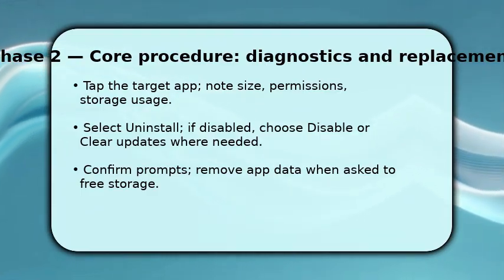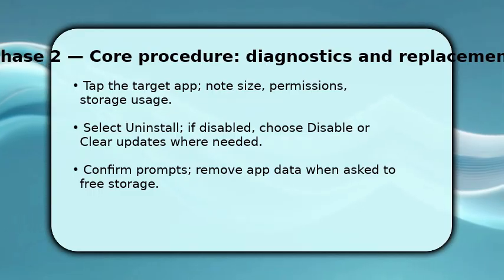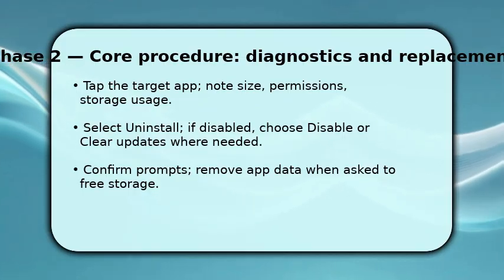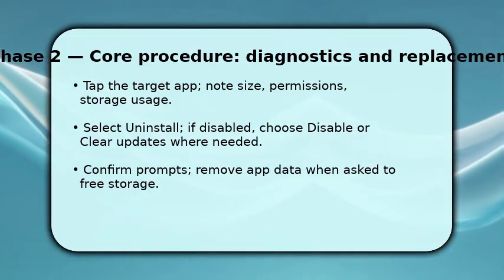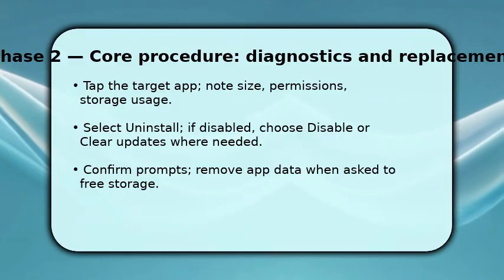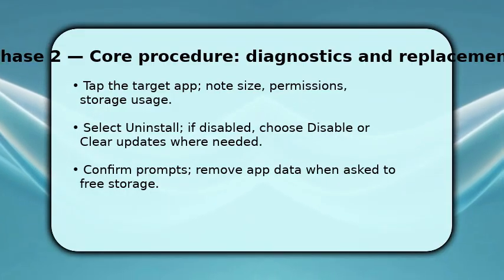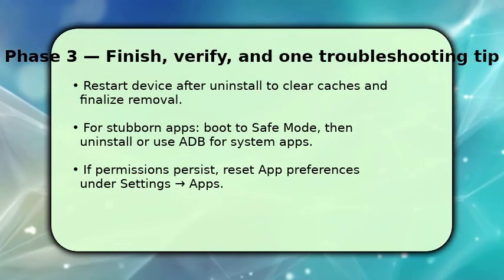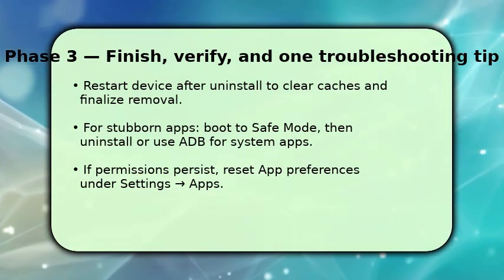If uninstall is grayed out, the app is pre-installed. Instead, choose Disable or Clear Updates, which prevents it from running and reclaims space. Make sure to tap any prompts to clear app data if you want free storage immediately. Finish by restarting your device to clear caches and ensure the removal completed properly.